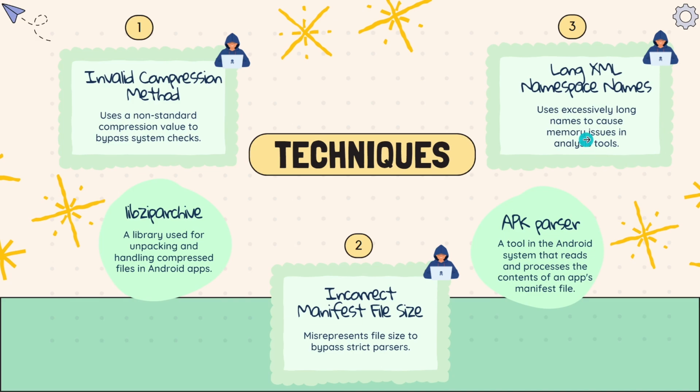The third technique has to do with utilizing long XML namespace names in the manifest file, thus making it difficult for analysis tools to allocate enough memory to process them. That said, the manifest parser is designed to ignore namespaces, and as a result, no errors are raised when handling the file. So, all these 3 methods ensure that the application will be successfully installed into the device.